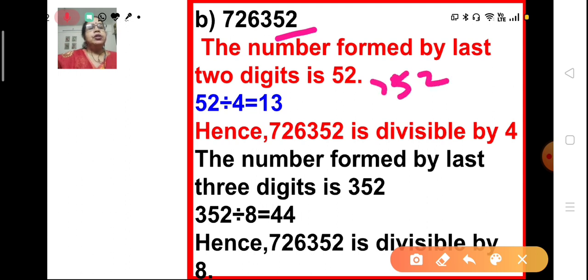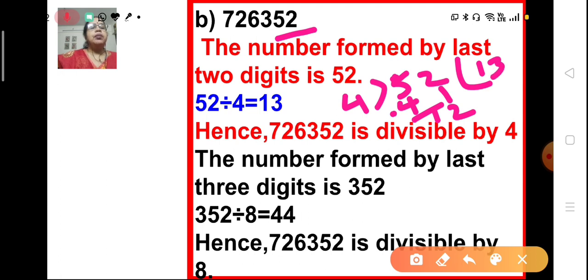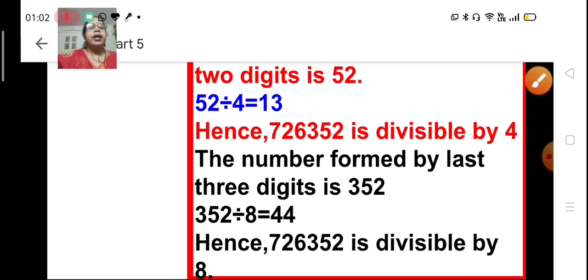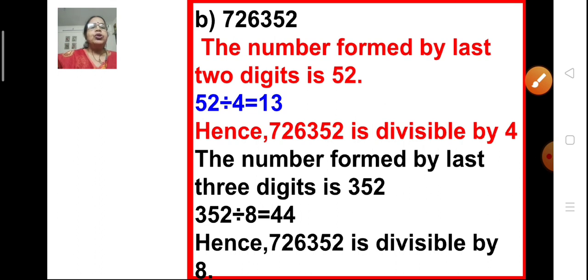52 divided by 4, 5 minus 4 is 1, and we take 2 here, it becomes 12, and 4 3 times 12. So the quotient becomes 13, isn't it? So the number is exactly divisible by 4. So the number 7,26,352 is also divisible by 4.